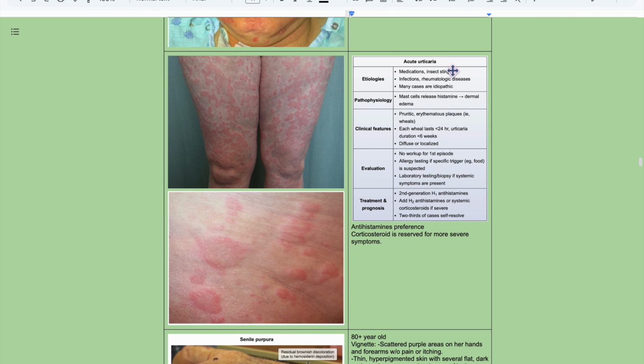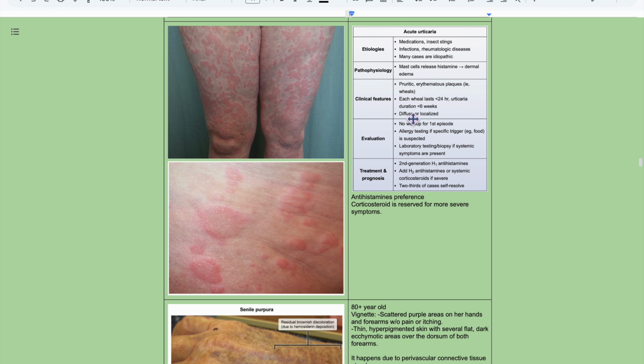Okay, so this is acute urticaria. Etiologies are medications, insect stings, infection, rheumatologic disease, and many cases are idiopathic. Pathophysiology is mast cells release histamine, and you get dermal edema. Clinical features are pruritic erythematous plaques, for example, wheals. Each wheal lasts less than 24 hours.